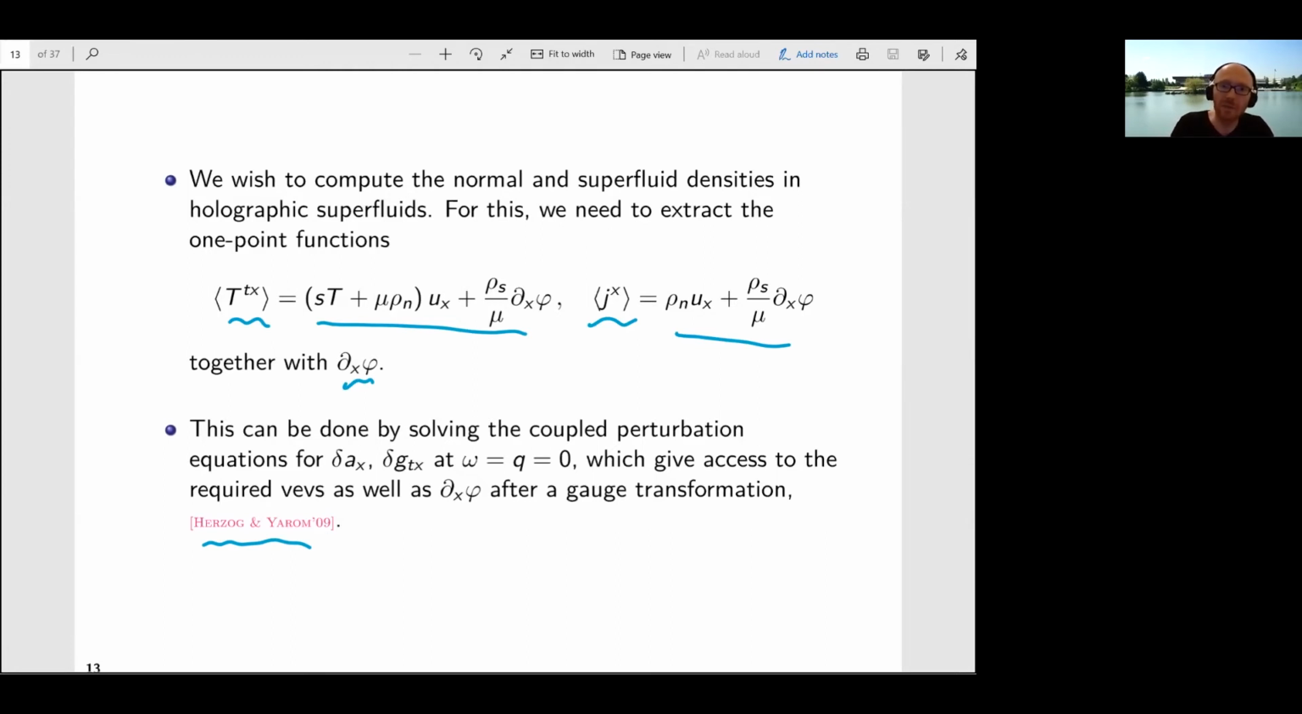Computing these one-point functions is easy using the usual holographic dictionary. We know that they're related to the perturbation of bulk fields delta A_x and delta g_tx. And we can just set omega and q to zero, so zero frequency and zero wave vector, in the computation, because at the end of the day this is really just thermodynamics. There's no dissipation here. I mean, there is dissipation, but I don't care about it. I don't need it in order to compute rho_s and rho_n. So this is essentially what we're going to do: we're going to solve the coupled perturbation equations for delta A_x and delta g_tx.